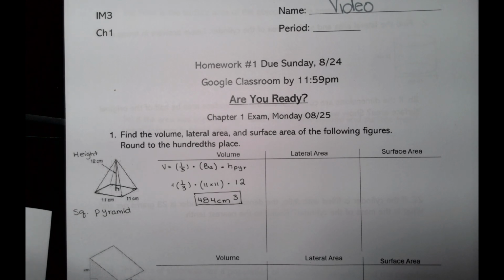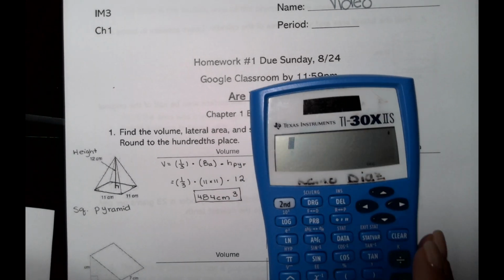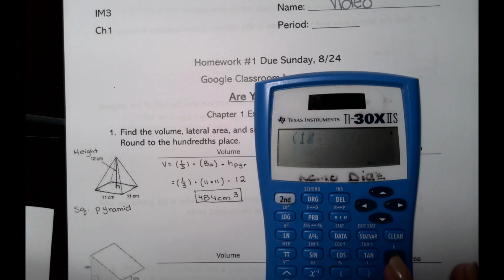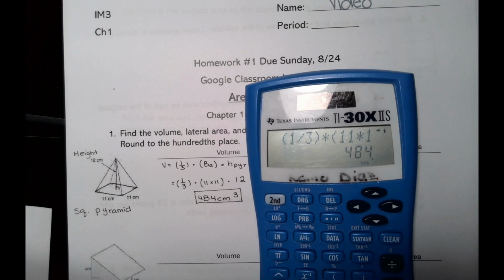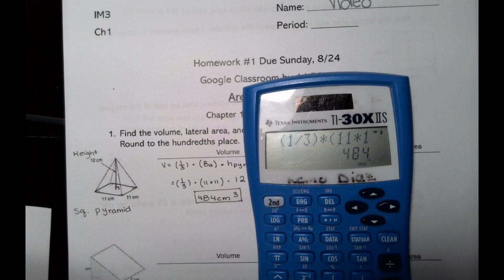Now I did realize that I didn't show you the typing in on the calculator, so let me just do that on the calculator. Yes, you want to put in those parentheses around 1/3. If you don't, the calculator will give you a different answer. The 11 times 11, go ahead and put that in parentheses as well. You'll learn that parentheses are important in order for you to tell the calculator what to do.